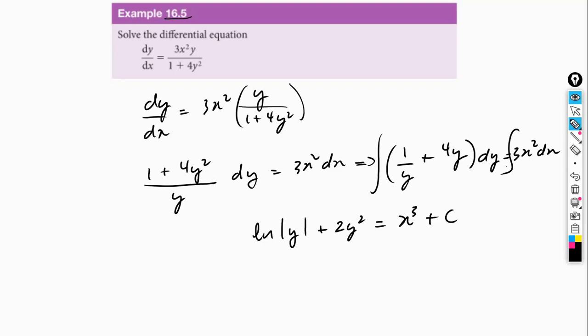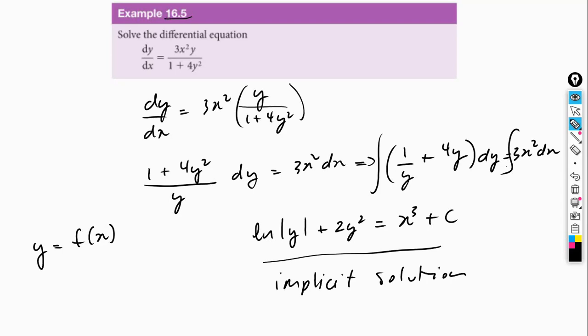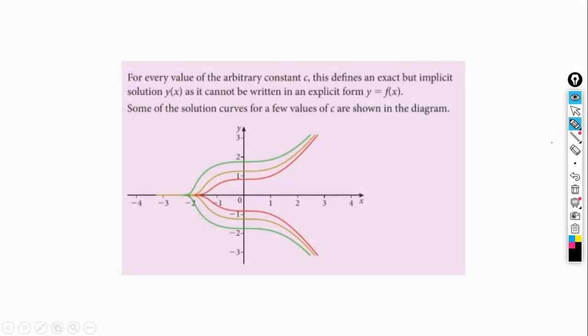So notice that in this case, we couldn't get an explicit solution. An explicit solution is when you have an answer in the form y equals function of x. And this is not the case here. So this is what is called an implicit solution. For every value of the arbitrary constant c, this defines an exact but implicit solution, y of x, as it cannot be written in the explicit form, y equals f of x.